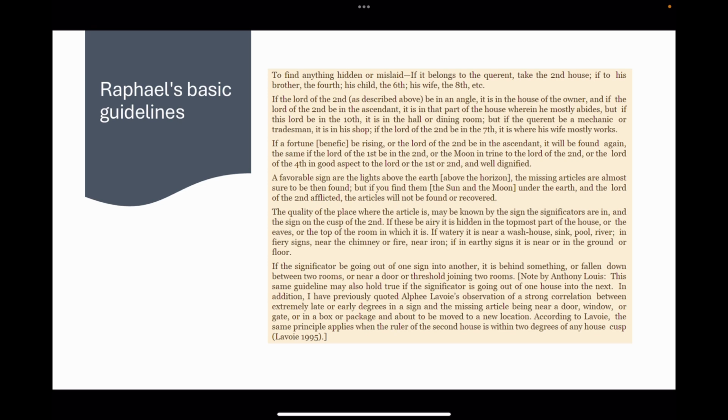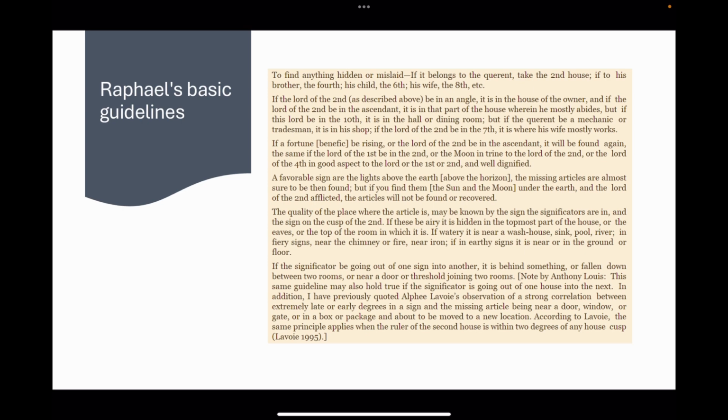Alfred Lavoie's observation of a strong correlation between extremely late or early degrees in a sign and the missing article being near a door, window, or gate, or in a box or package, and about to be moved to a new location. According to Lavoie, the same principle applies when the ruler of the second house is within 2 degrees of any cusp.